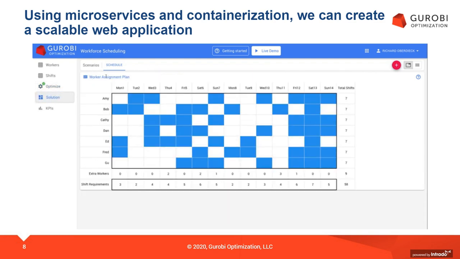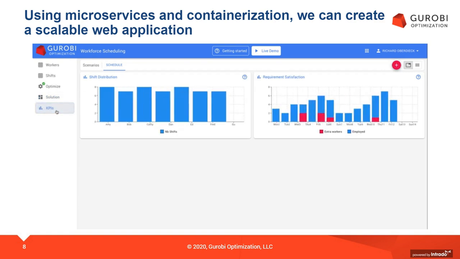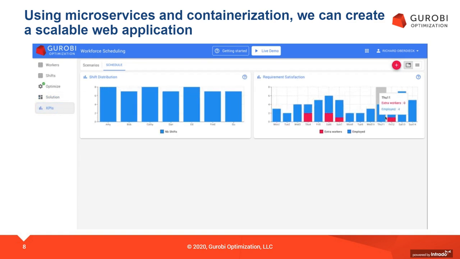And you can look at the worker assignment plan, who works when, and you can look at your KPIs, such as how many additional workers you have. And all of this is just an extension of what we started by moving to the cloud with the Gurobi Instant Cloud. And this is an example of how a web application can look from your perspective as a developer when you approach it. Okay, so now let's look behind the curtain.